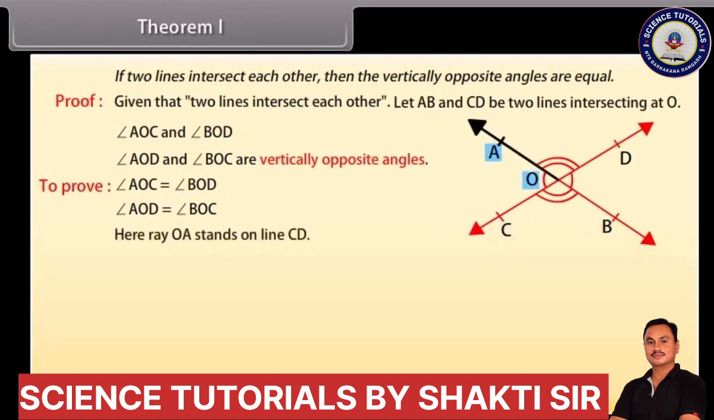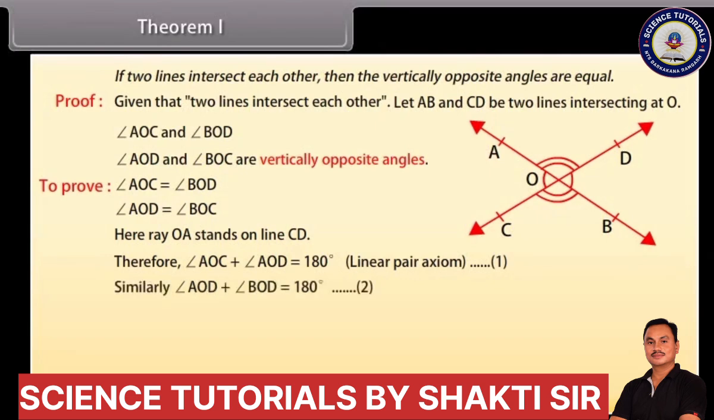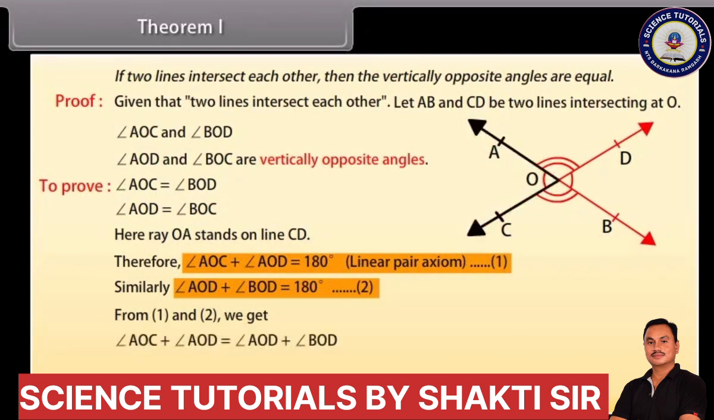Now, ray OA stands on line CD. Therefore, angle AOC plus angle AOD is 180 degrees, by the linear pair axiom. Mark it as 1. Similarly, angle AOD plus angle BOD is equal to 180 degrees. Mark it as 2. From 1 and 2 we can write angle AOC plus angle AOD is equal to angle AOD plus angle BOD. This implies that angle AOC is equal to angle BOD. Similarly, it can be proved that angle AOD is equal to angle BOC.